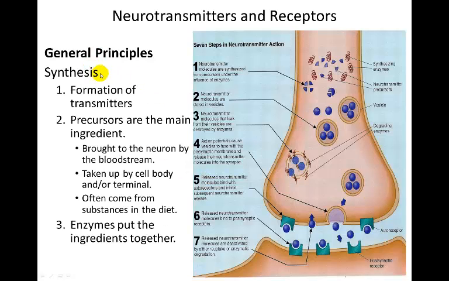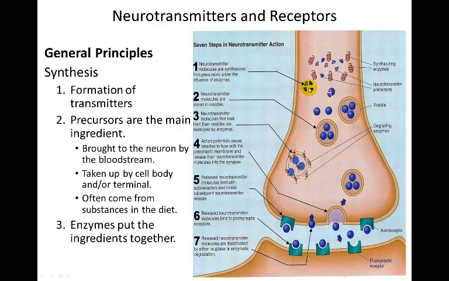So first of all, we have synthesis. That's the formation of the neurotransmitters. And there are certain types of precursors that create neurotransmitters. These precursors are brought into the neuron via the bloodstream. They're taken up either by the cell body or the terminal. And these precursors are often substances that come from our diet. So foods that we eat help us make neurotransmitters. And there are enzymes that help put the ingredients together.